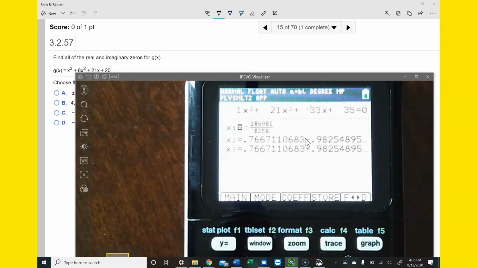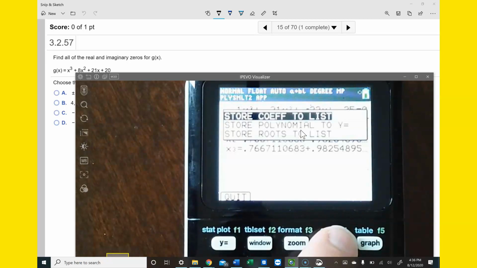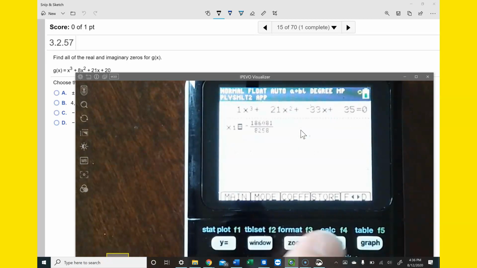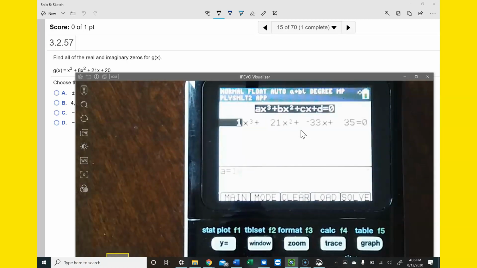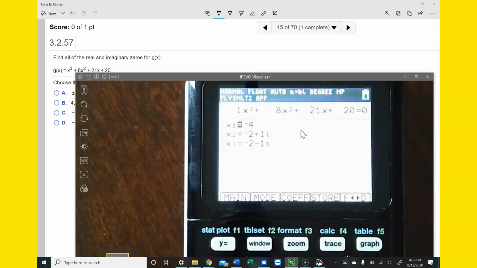And it looks like, did I enter it right? No, I did not enter it right at all. Let's go back to the coefficients. Somehow that did not enter right. 1, enter. 8, enter. 21, enter. 20, enter. Now it should give me the right answers. And yeah, here are the right answers. Negative 4 and negative 2 plus or minus i.